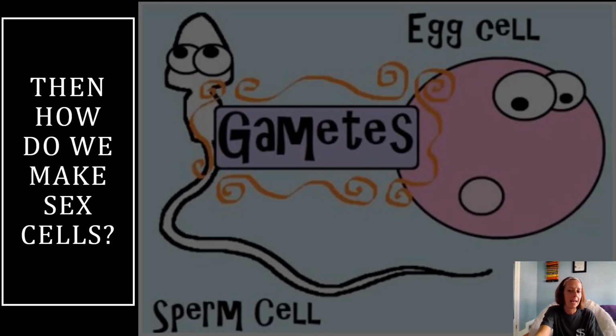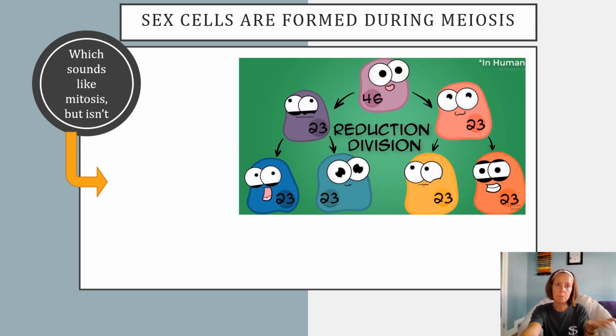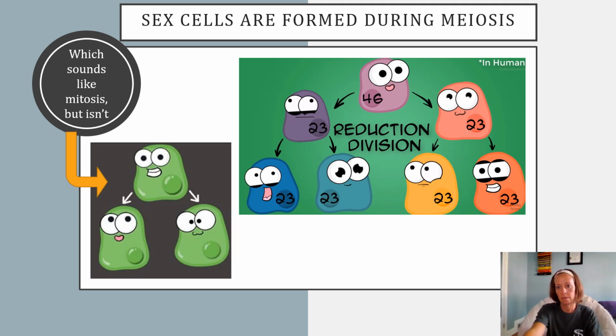So then how do we make sex cells, right? If all of our body cells are 2N, how do we get cells that are only N? How do we get cells that have 23 chromosomes in them? Sex cells are formed during meiosis, which sounds a lot like mitosis, but it isn't.